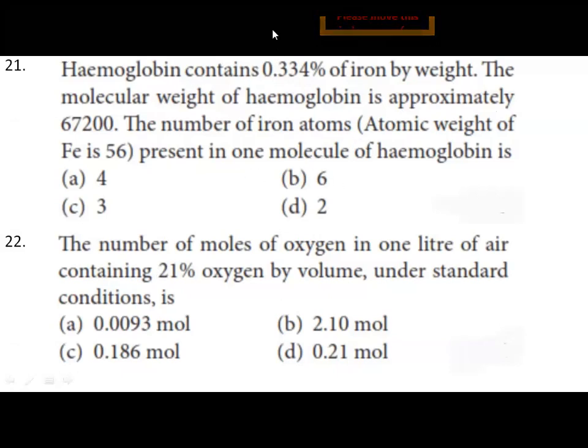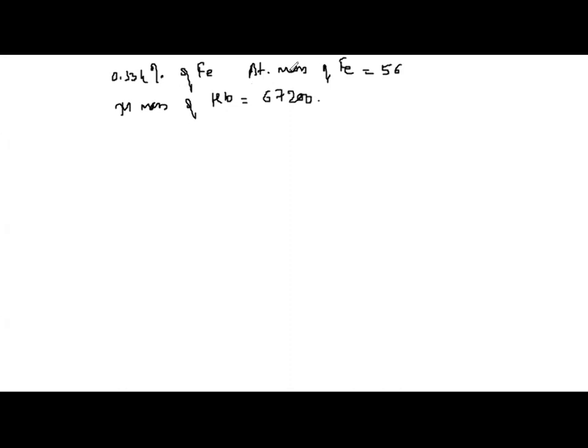See, hemoglobin is the red pigment of blood. Hemoglobin, as the name suggests, contains iron. So what they have said is, in hemoglobin there is 0.334% of iron by weight, and they have given the atomic mass of iron as 56. And the molecular mass of hemoglobin is given approximately as 67,200.